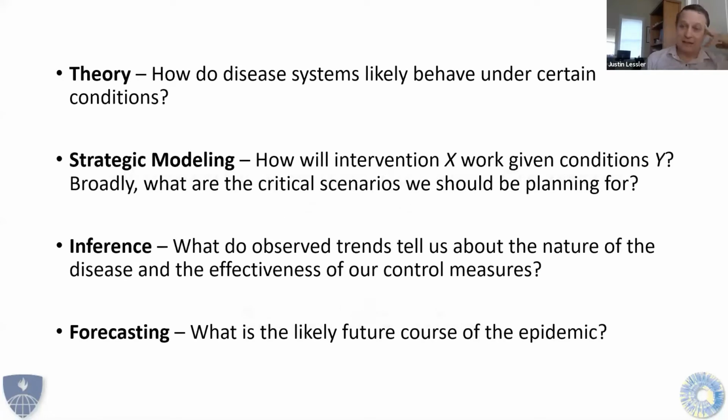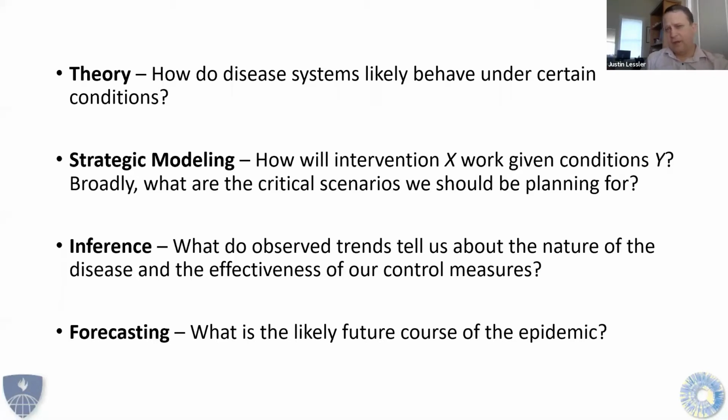So there's a lot of ways you could chop this up, but I like to chop it up into 4 broad categories. One is theory, asking how disease systems behave under certain conditions. Sort of how do we understand the dynamic, complex, interacting system that underlies disease transmission? And what do we expect from that just theoretically?